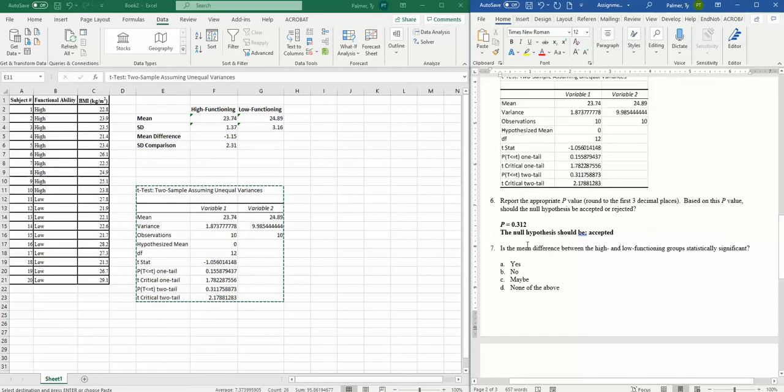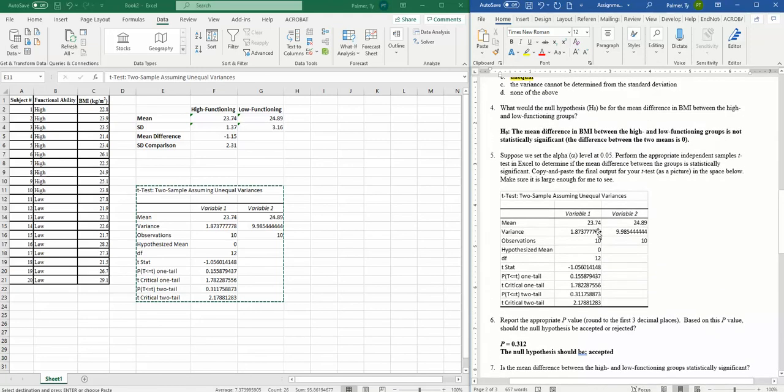Question 7. Is the mean difference between the high and low function groups statistically significant? Well, to answer this question, all we have to do is look at the previous question, question 6. In my example, we concluded that the null hypothesis should be accepted. Why? Because the p-value is greater than 0.05. If we accept the null hypothesis, what are we stating? We're basically agreeing with it.